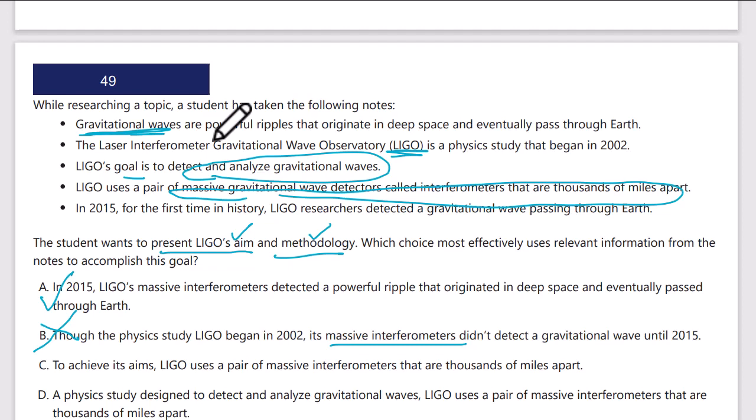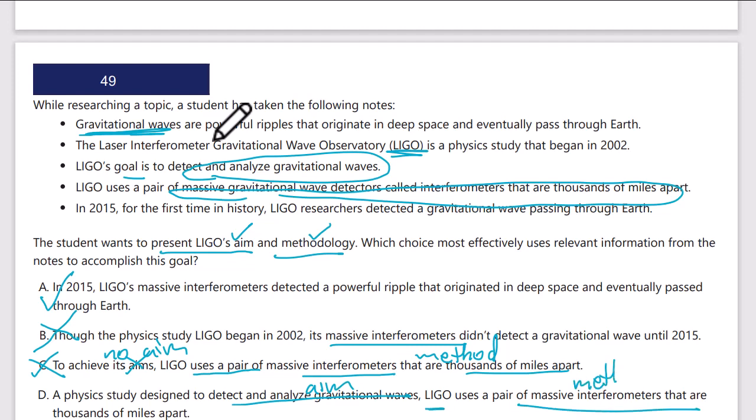To achieve its aims, LIGO uses a pair of massive interferometers that are thousands of miles apart. That is method. But the only problem is here, it says to achieve its aims, but there's no aim actually given in this answer. That's wrong. D, a physics study designed to detect and analyze gravitational waves. That's my aim right there. And that's what LIGO is. It uses a pair of interferometers. That's the method right there. D is the answer. I knew there'd be a better answer. D is it.